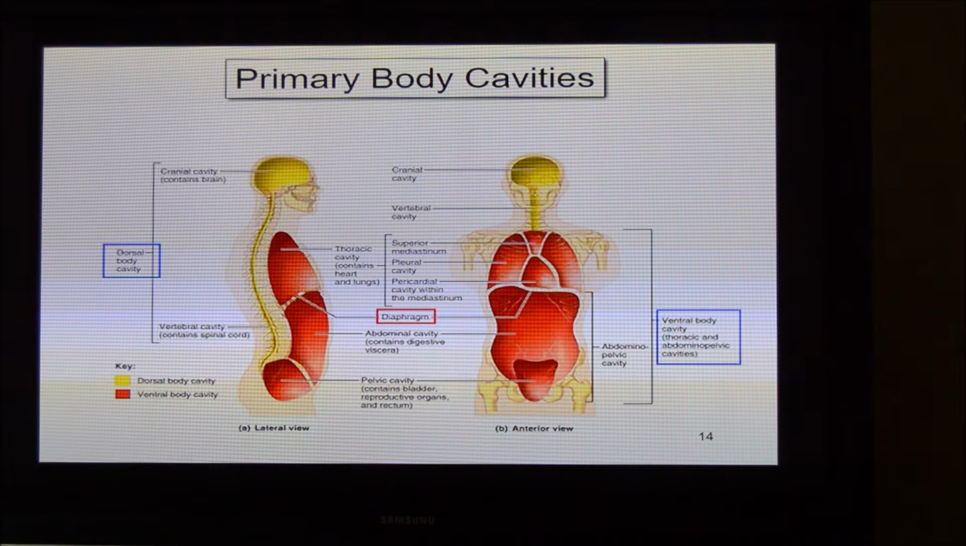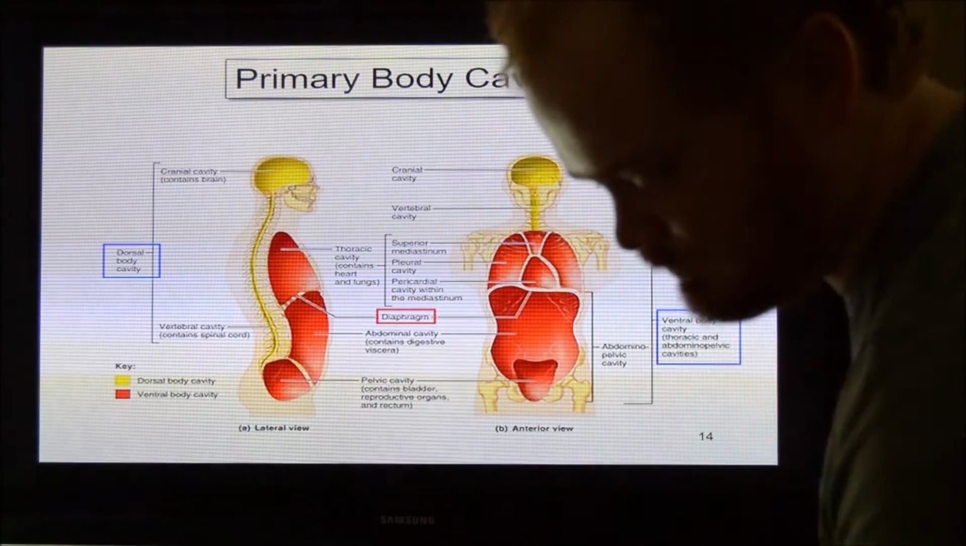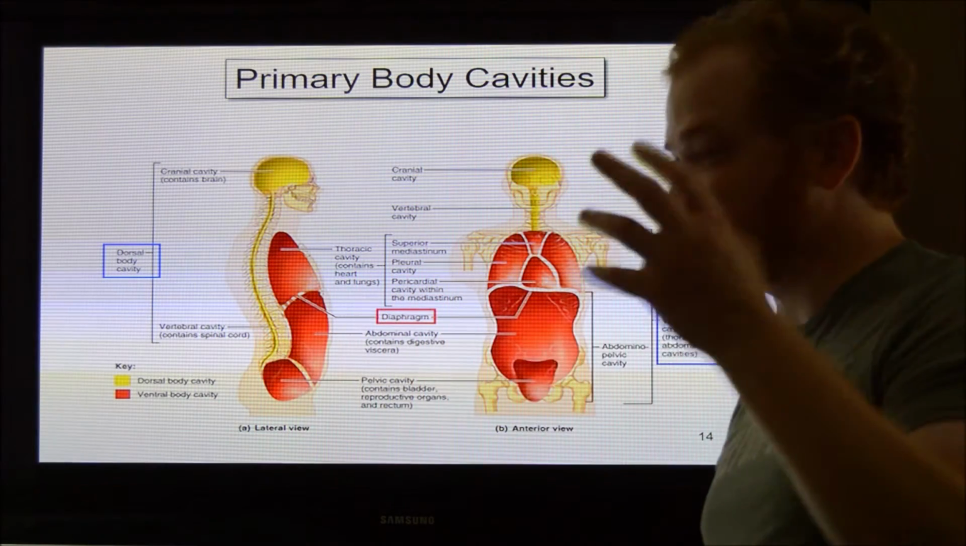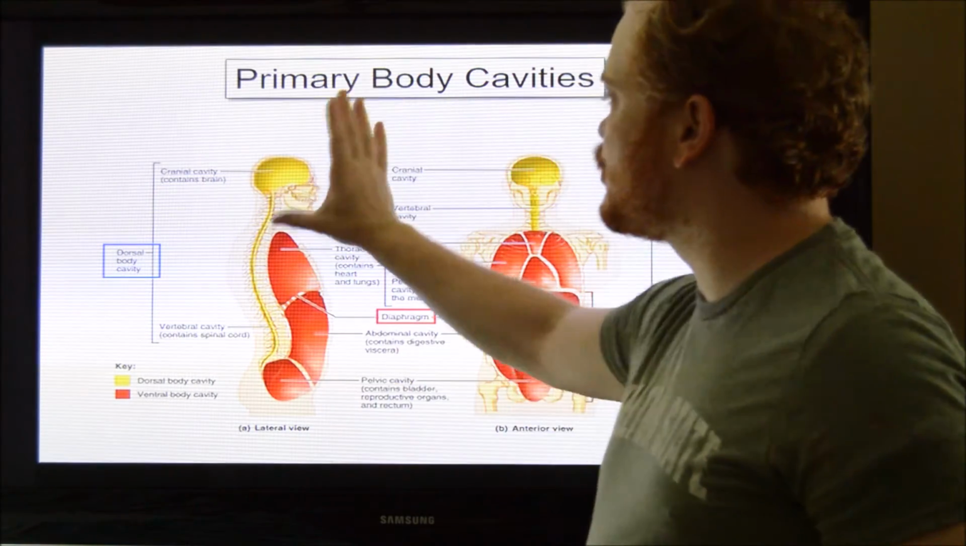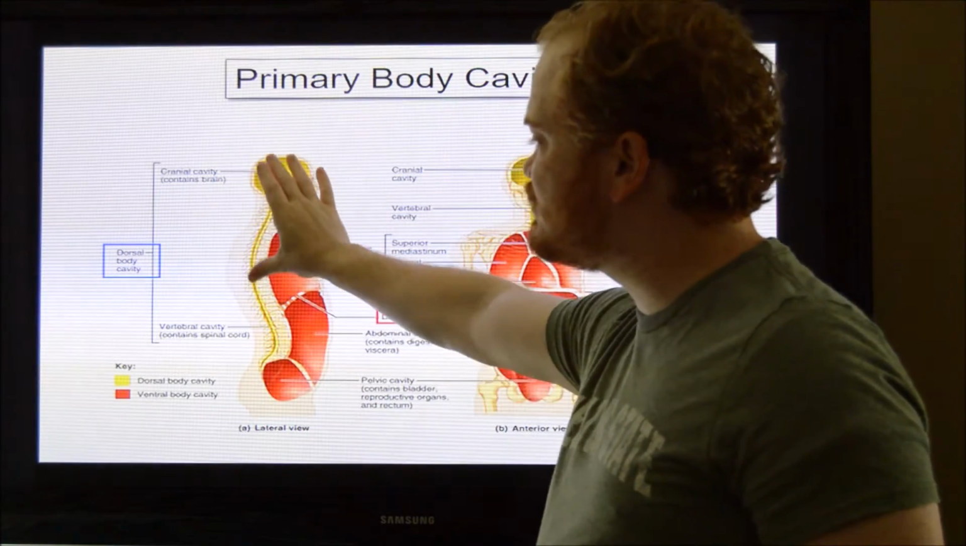Primary body cavities. You're going to see a lot of this in lab as well, but I'll go ahead and hit it now. I'll probably be quoting myself a million times in lab, but that's just how this semester goes. What we have here is a dorsal cavity housing the brain and spinal cord.